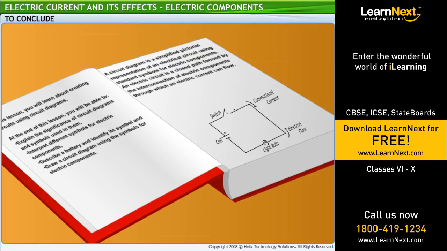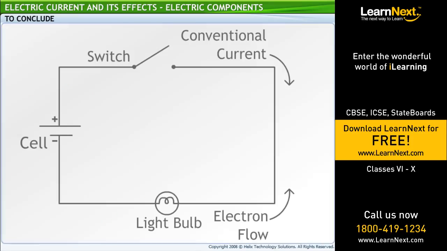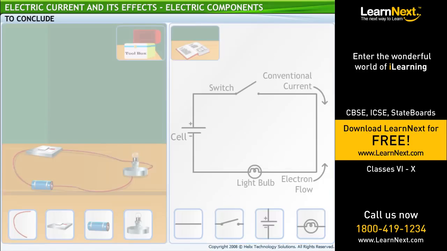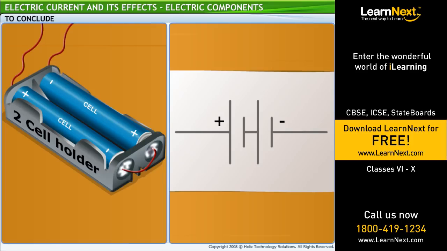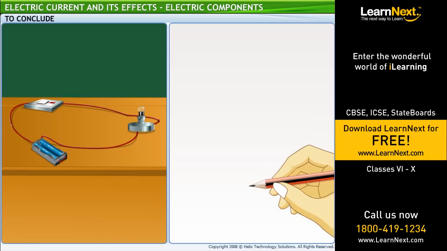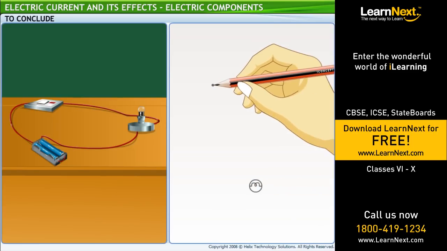This brings us to the end of the lesson on electric components. In this lesson, you learned to explain the significance of circuit diagrams and symbols used in them, interpret different symbols for electric components in a circuit diagram, describe a battery and identify its symbol, and draw a circuit diagram using symbols for electric components.